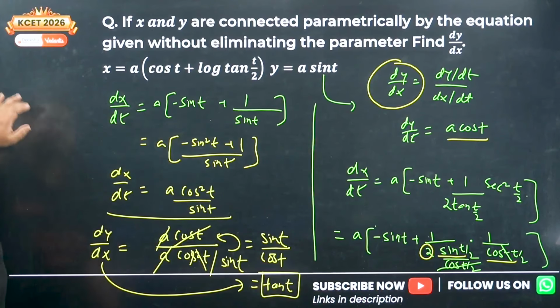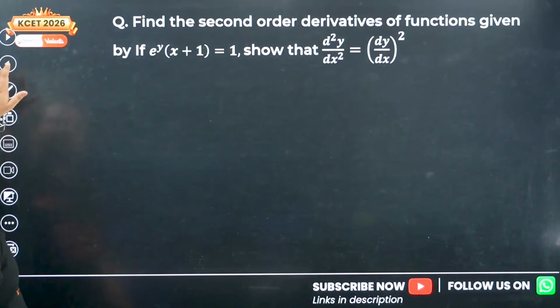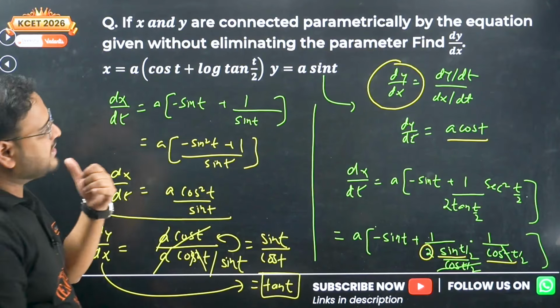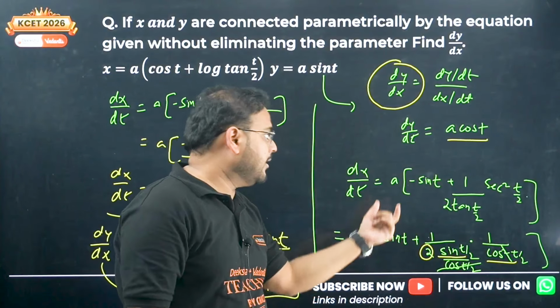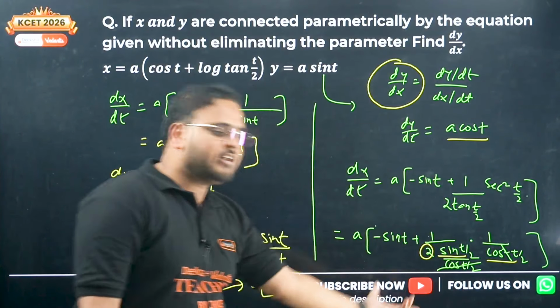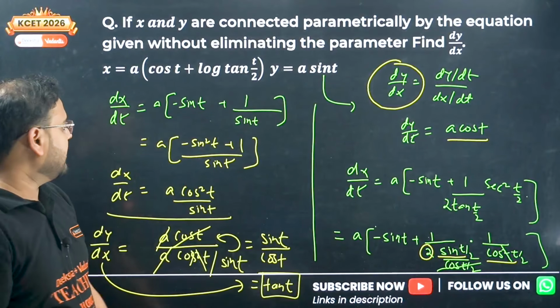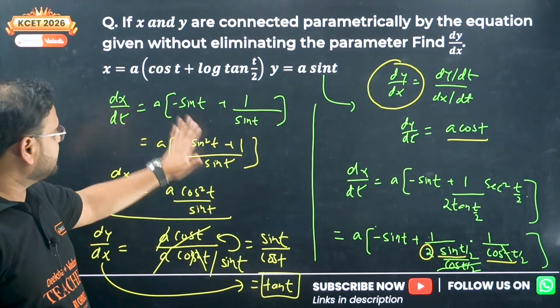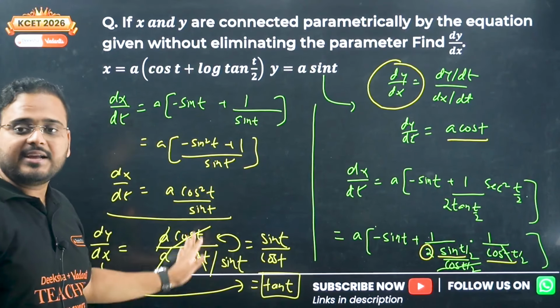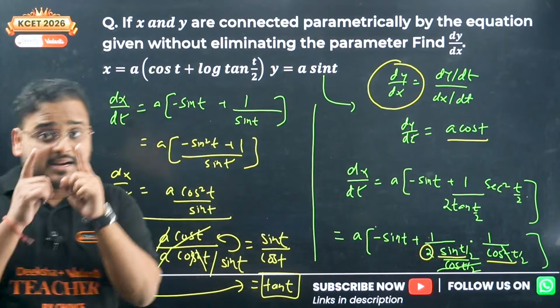Superb question. Okay. One more time, have a look. First we got dy by dt. We solve for dx by dt, use the formula of sin 2x, and over here we have the result as a cos square t by sin t. Use the ratio, getting the answer as tan t.